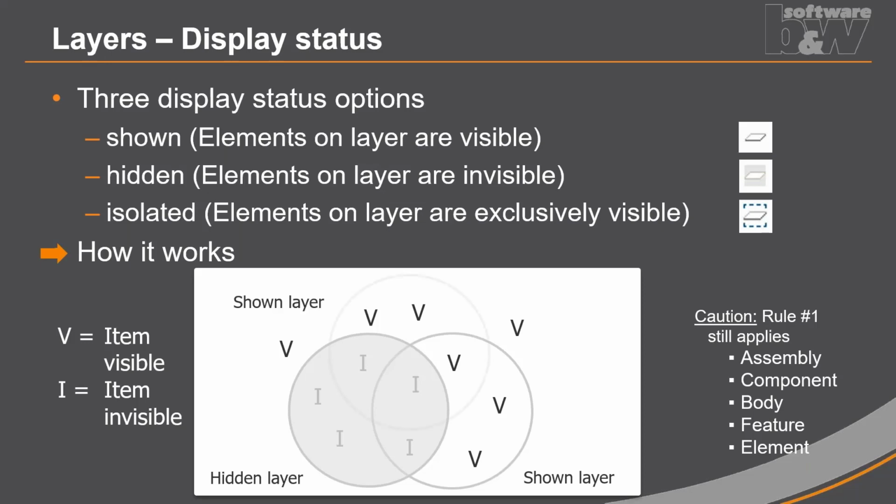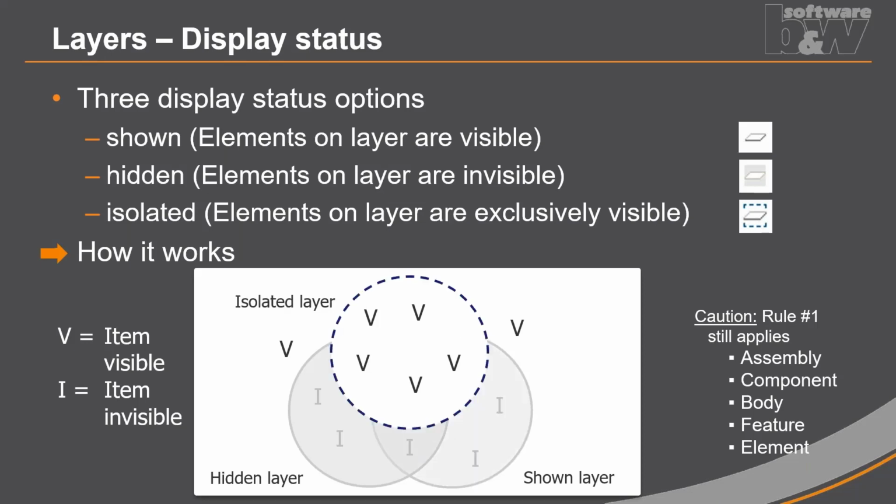So let's just create another one. Initially, this layer is again shown and nothing changes to my display so far. But now I'm isolating this layer and a lot changes on my display. So besides those items that are not on a layer at all, everything else is invisible. Only the items on my isolated layer are visible. That's fantastic.